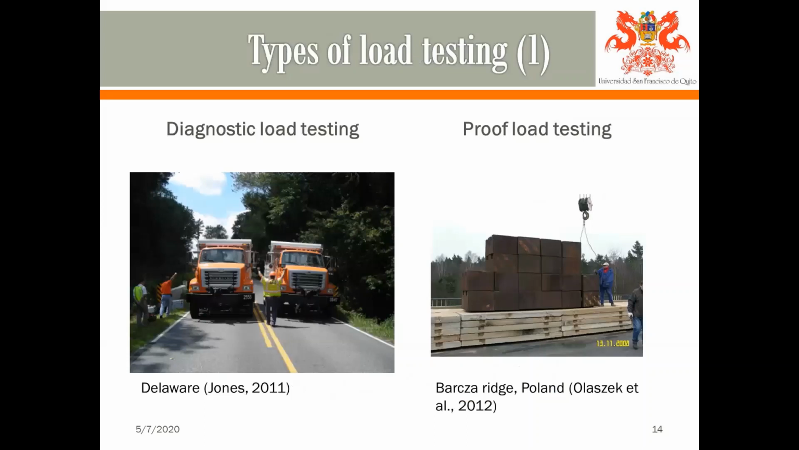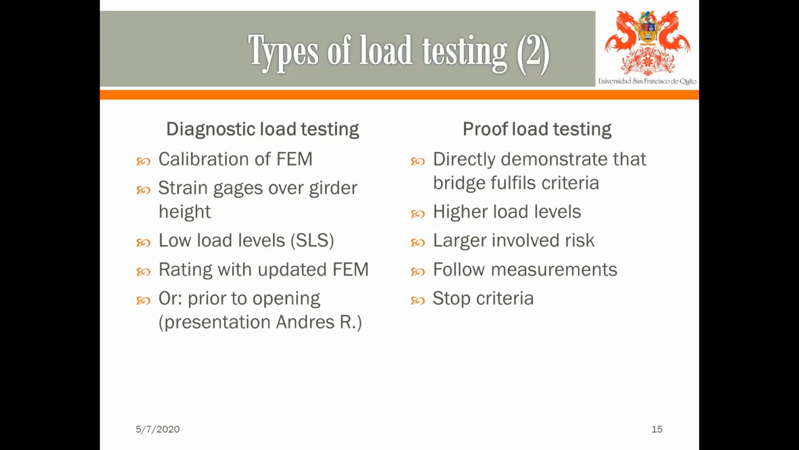So as I mentioned before, there are two types of load testing that one can use: diagnostic load testing and proof load testing. I've already hinted a little bit at which one does what, but let's look into more detail. Diagnostic load testing is always used together with an analytical model. In many cases that will be a finite element model. And in this case, what you look at is the difference between the original analytical model and the structural response measured during the test. And then you change some properties in the model in such a way that your measured responses approach as closely as possible the predicted responses of the analytical model.